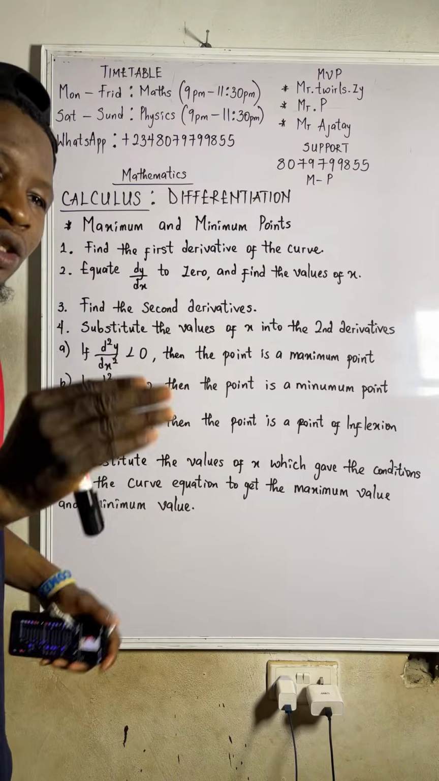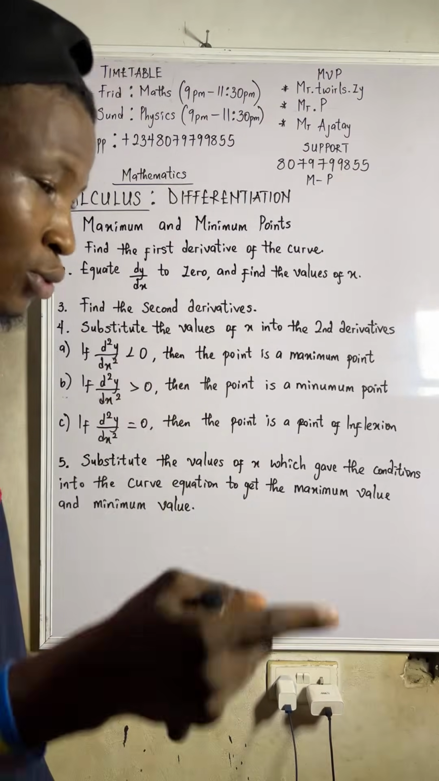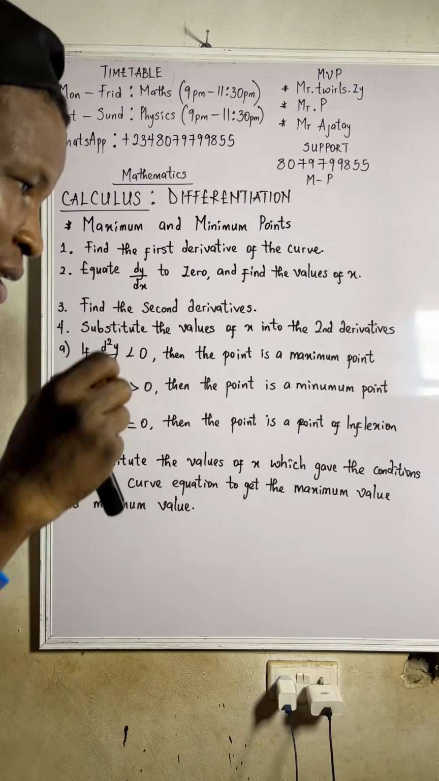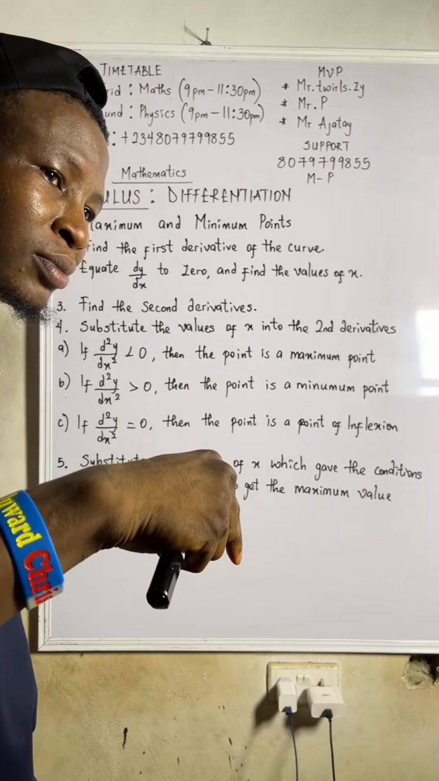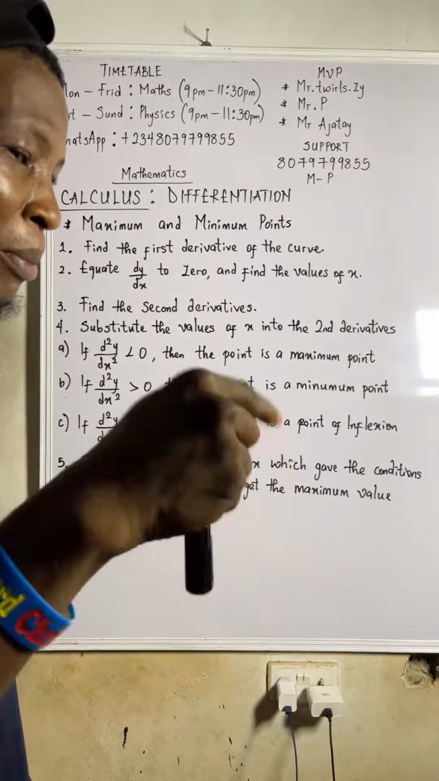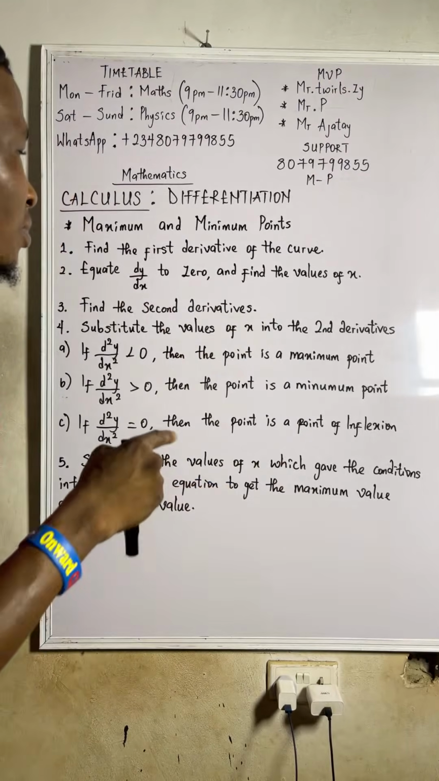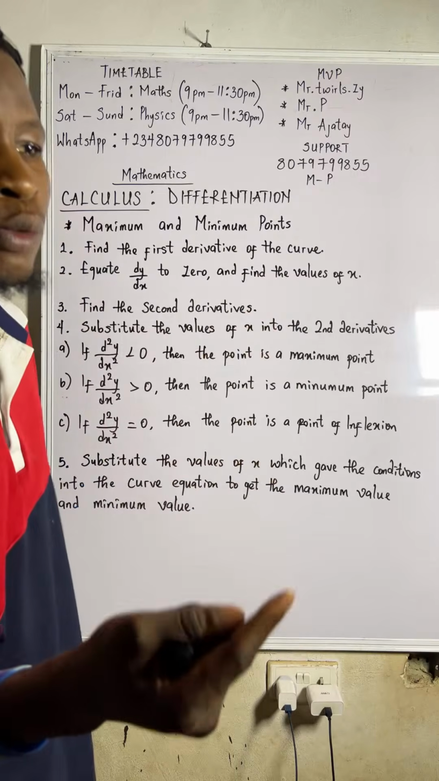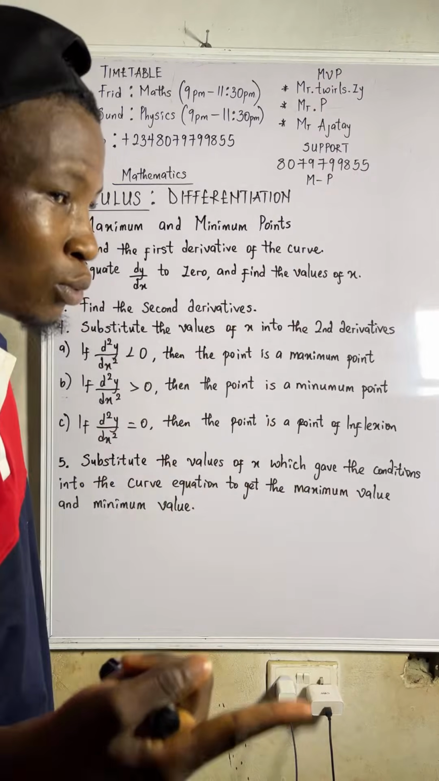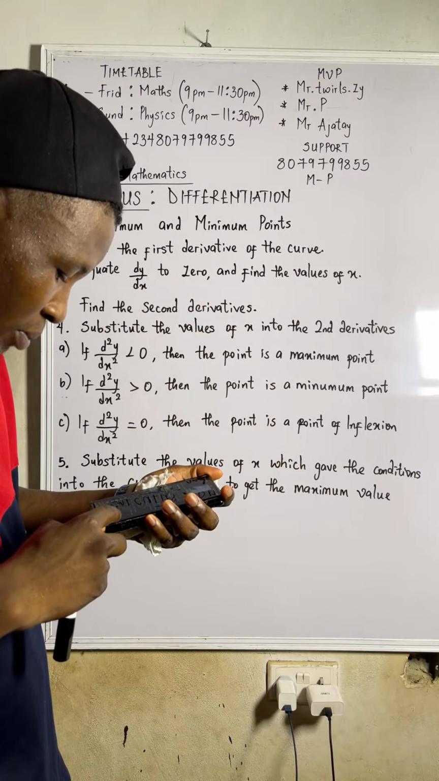Do you get it? So in the exam, look at the question very well. It's part of your syllabus. When they ask you to look for the maximum and minimum point, how will you solve it? You have to follow this step. But if they ask you to look for the maximum and minimum value, those are two different things, so please take note.